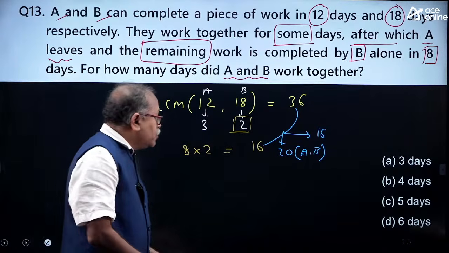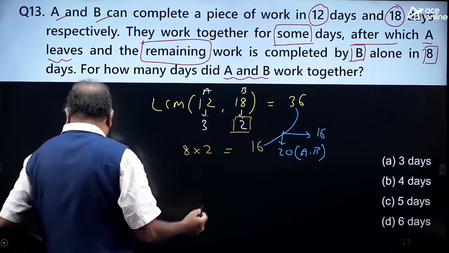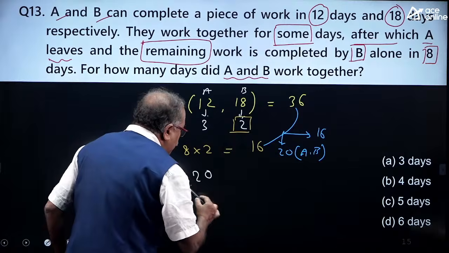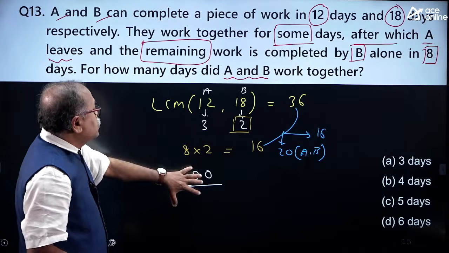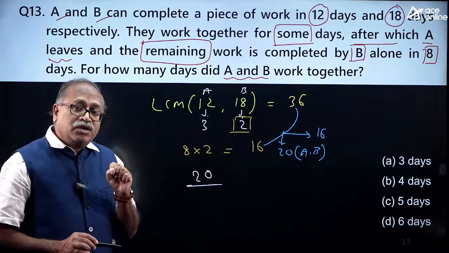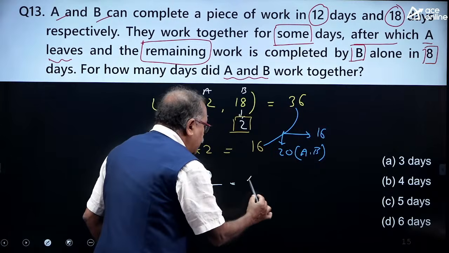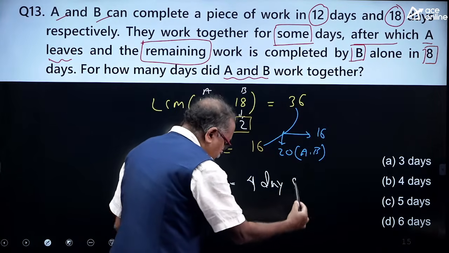Okay, anyhow, now I am answering the question. A and B together completed 20 units. I am not writing A plus B; you don't write the unnecessary things. So A 3 units, B 2 units. Together 3 plus 2 comes to 5 units, and it takes 20 by 5, that's nothing but 4 days.